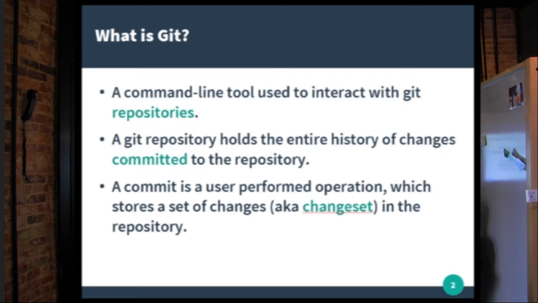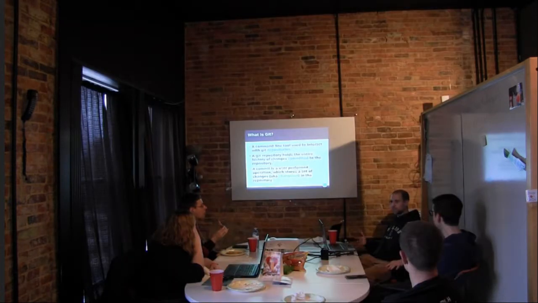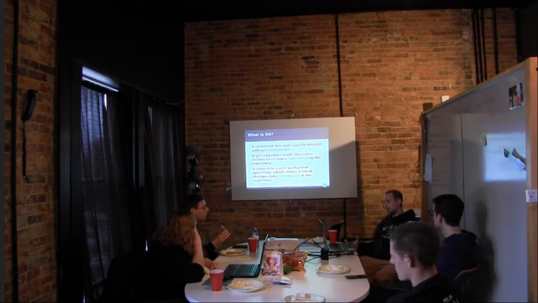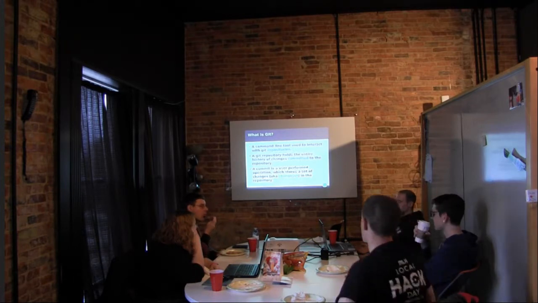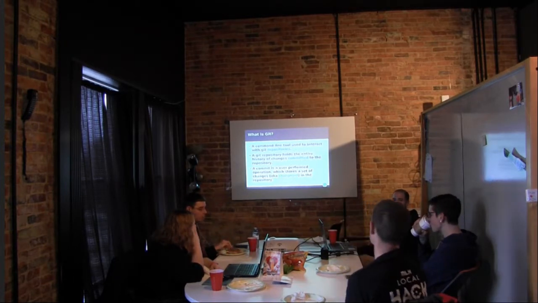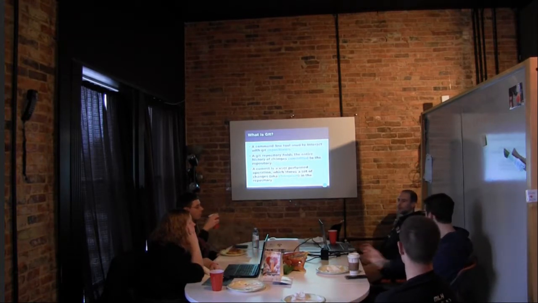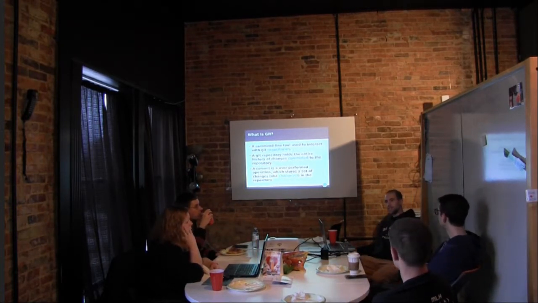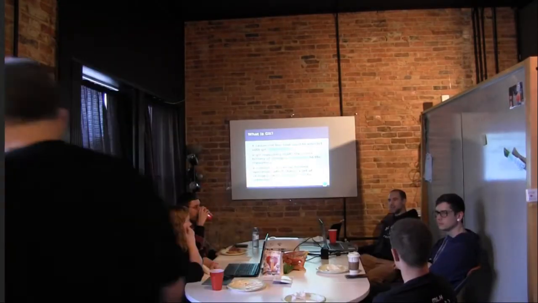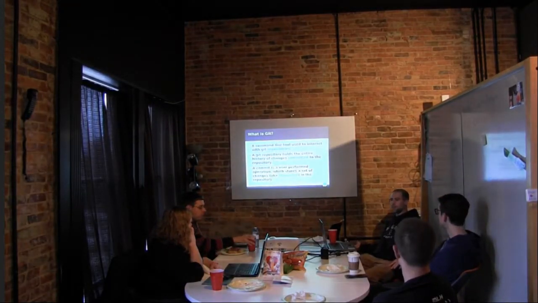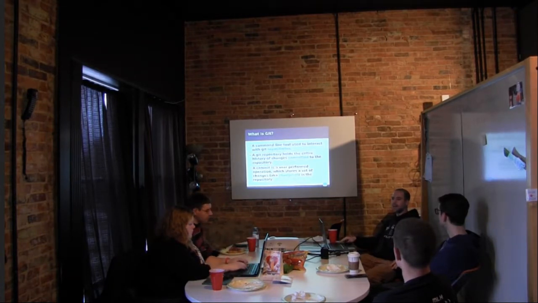I have an illustration on the next slide here, but a commit is something that you perform after you're done hacking, making changes, adding, deleting, modifying files, that sort of thing. It's an operation that you perform which actually stores the set of changes in the repository. When looking at some documentation of Git, you'll see the word change set a lot, just a fancy term for what a commit produces, and the illustration here should make that a little clearer.